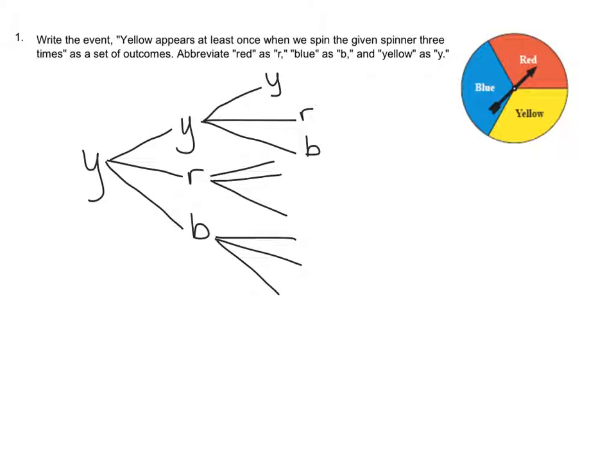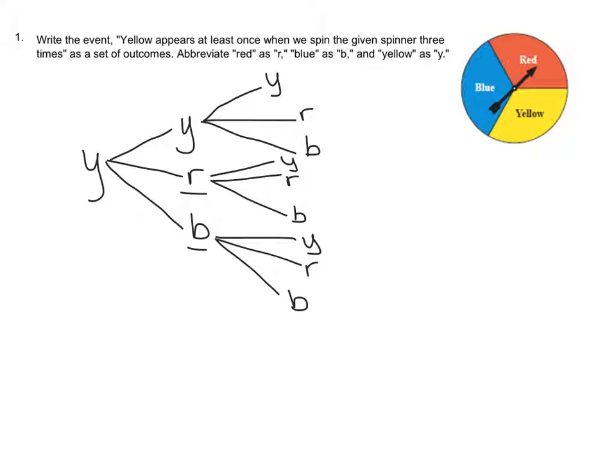And then again, if I spin a red on my second spin, on my third spin, I'll also have a choice of a yellow, a red, or a blue. And then lastly, I'll also have a choice of a yellow, red, or a blue if I spin a blue on my second spin. The last column, or the last set of branches, represents my third spin. From here, I can write my outcomes for spinning a yellow first.